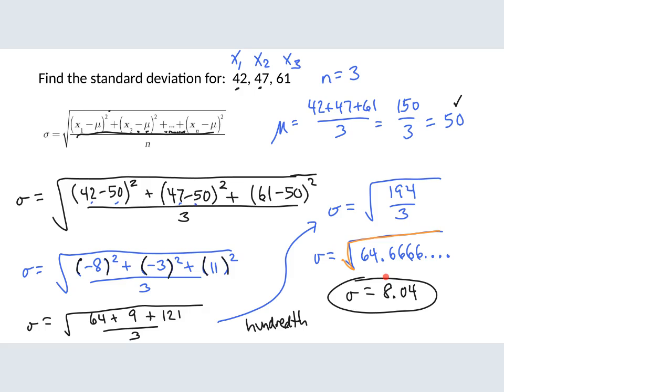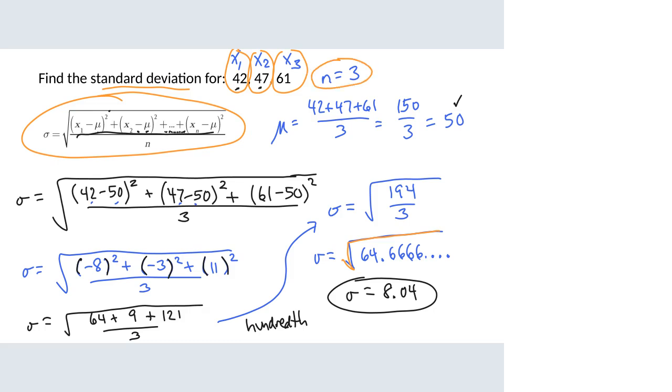I want to talk back through what we did there and then have you try one. So the first thing we did, it said find the standard deviation for this data set. It means I'm going to use this formula, and I'm going to be more comfortable with that formula if I know exactly what to plug in where. So I'm going to take a minute and label my data points as x sub 1, x sub 2, x sub 3. Since I have 3 data points, n is going to equal 3.